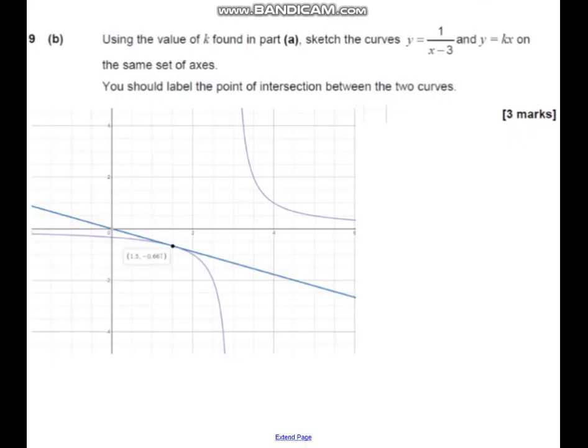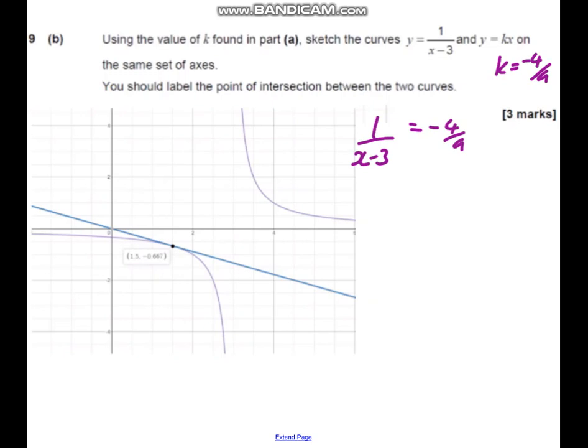Alright, so question 9b. So we can see here we've got a sketch. I've done this on Desmos. We can see the intersection point here at 1.5, minus 0.667, so 1.5, minus 2/3 is what we should get. But we're going to have to work it out as well. So we've got that where these two are going to intersect, and we've worked out k from the previous part. k is equal to minus 4/9. So we can put these two equal, because the y value is going to be equal where they intersect. And so 1 over x minus 3 is equal to minus 4/9 x.